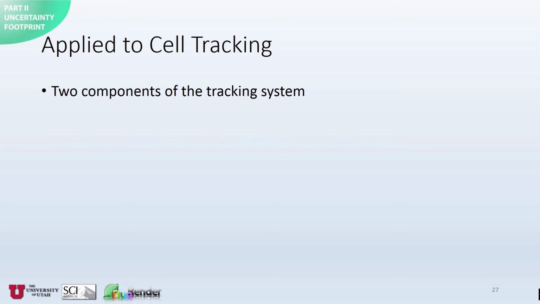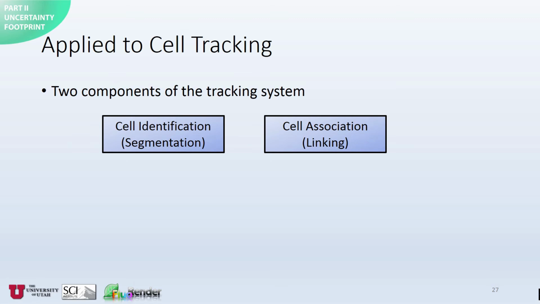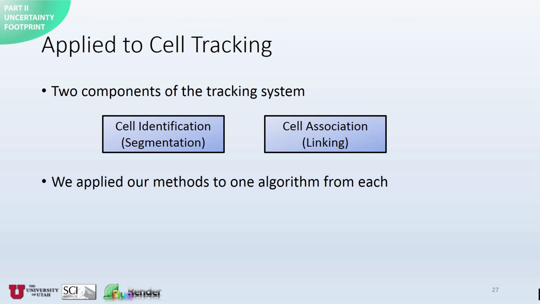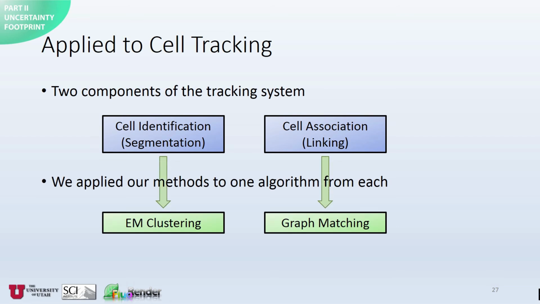Earlier, we discussed the individual modules in our cell tracking system. Here, we look at two components of our system. One is for cell identification, or segmentation, and the second is for cell association, or linking. We will demonstrate the results of the uncertainty footprint with one algorithm from each. Specifically, we will examine the EM clustering algorithm for cell segmentation, and the graph matching algorithm for cell linking.